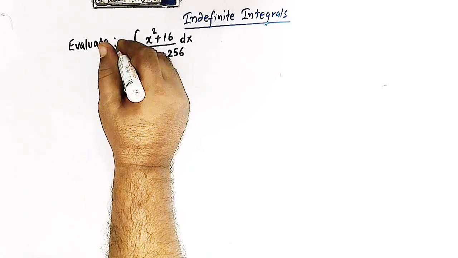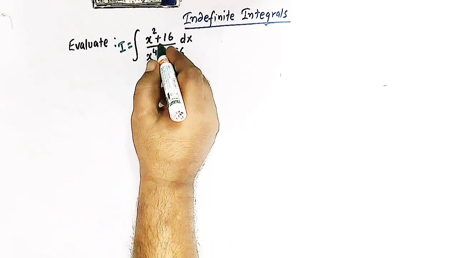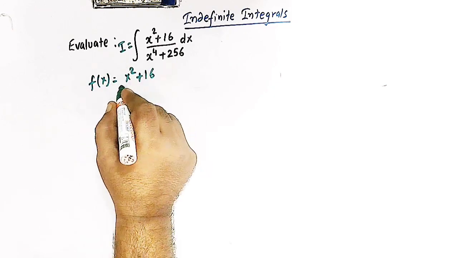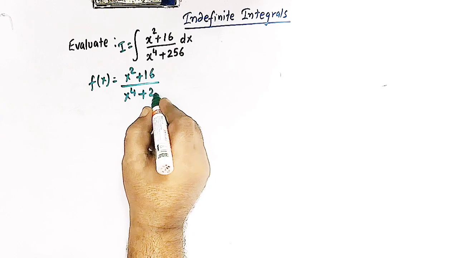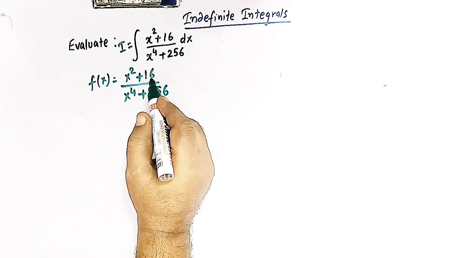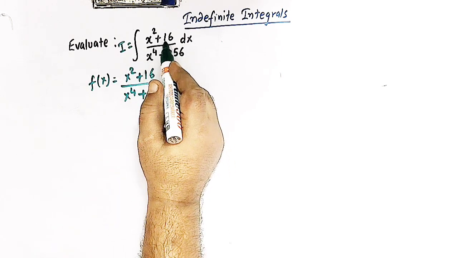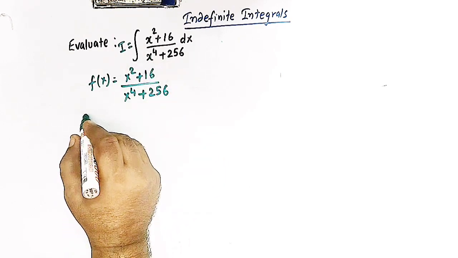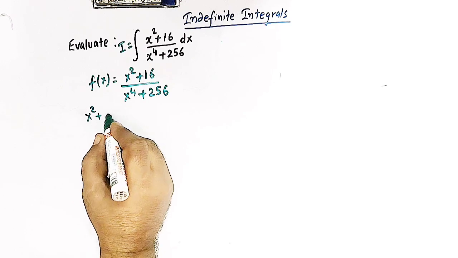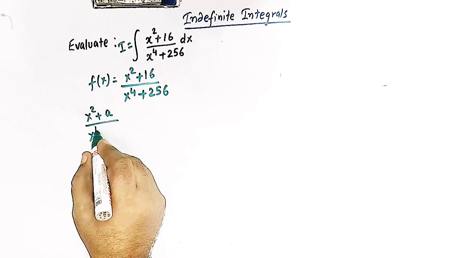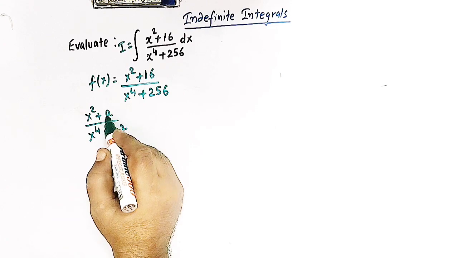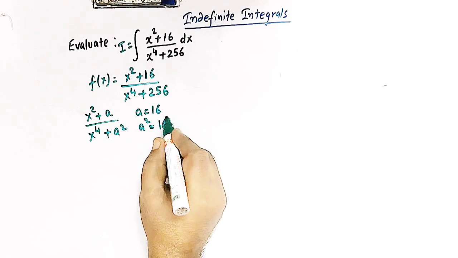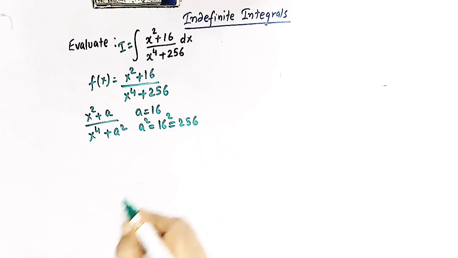So now let us call this integral as I, and our integrand as f of x, that is (x square plus 16) divided by (x raised to 4 plus 256). Now if we closely look at this integrand, then we can easily make out that this integrand is of the form (x square plus a) divided by (x raised to 4 plus a square), where a is 16 and a square, that is 16 square, is 256, right?